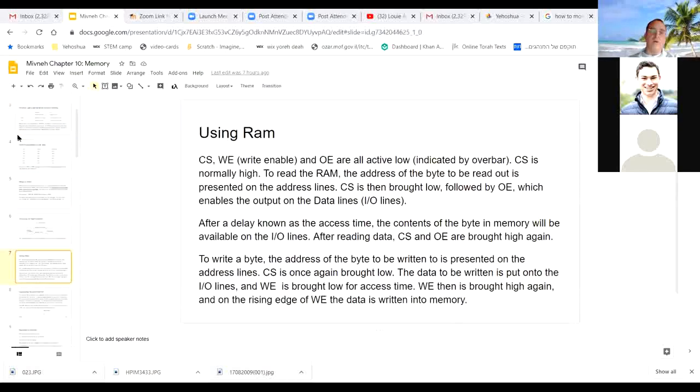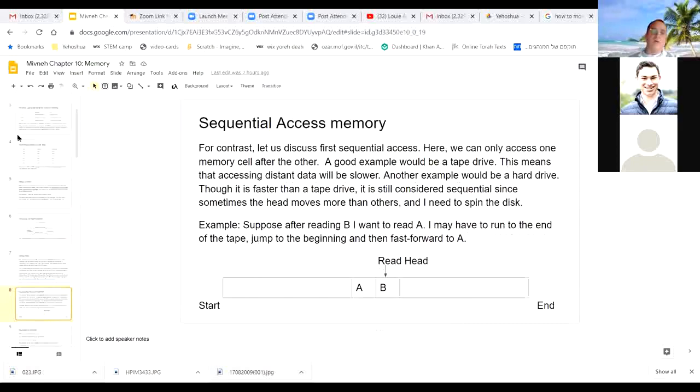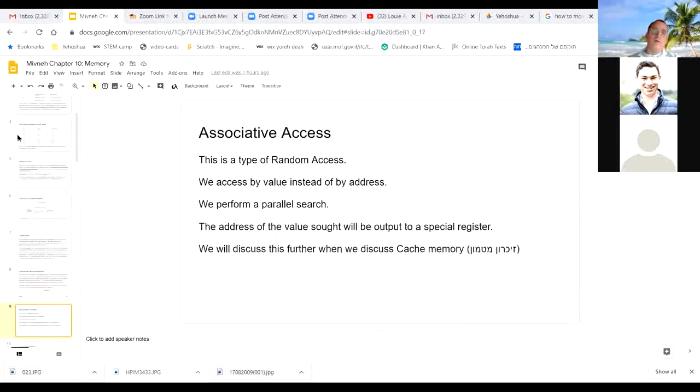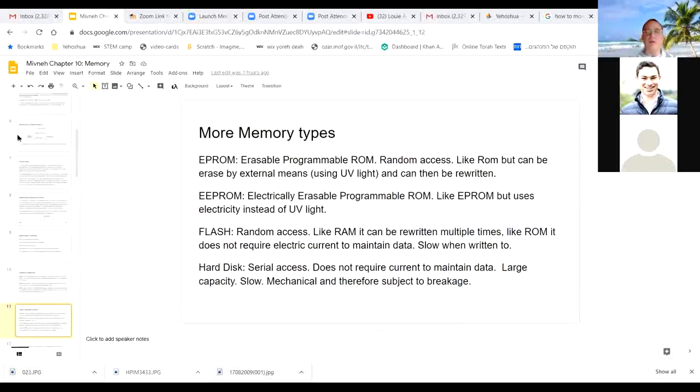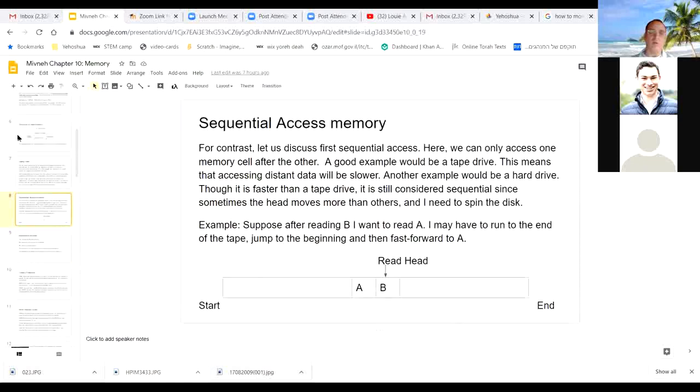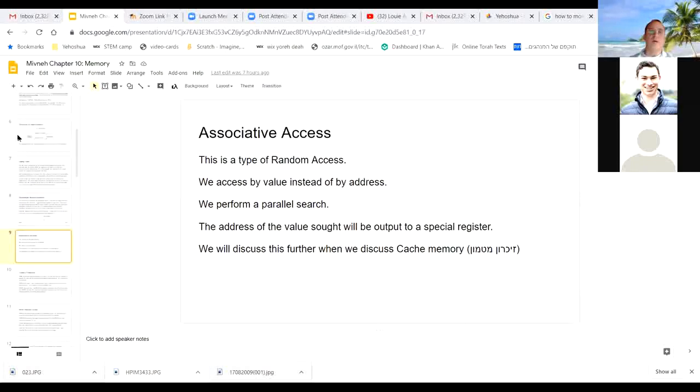We were over here, right? We talked about the ROM and RAM and DRAM. We talked about this? I don't think so. No, but we talked about sequential access, right? Yeah, okay.